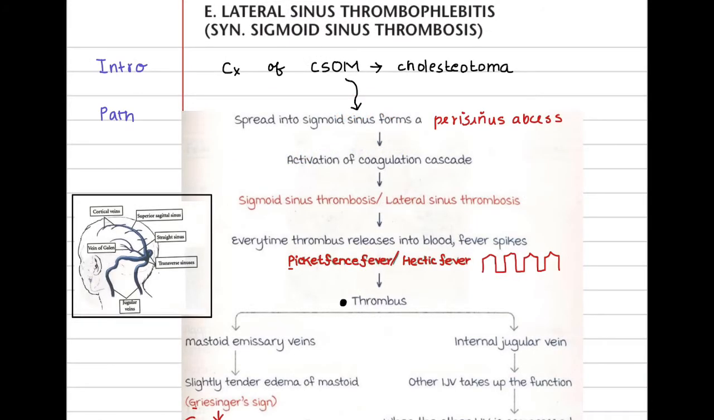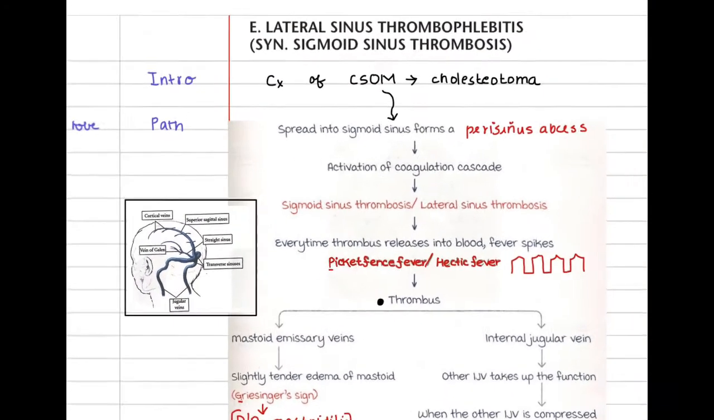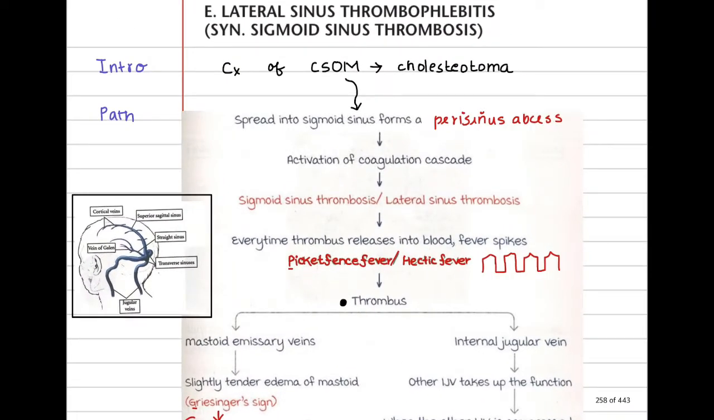Lateral sinus thrombophlebitis, also called sigmoid sinus thrombosis. First is definition. So you can see the sigmoid sinus here. When this sigmoid sinus is lodged with thromboembolism, we call that lateral sinus thrombophlebitis. Introduction: it is one of the complications of chronic suppurative otitis media, which is caused by cholesteatoma.